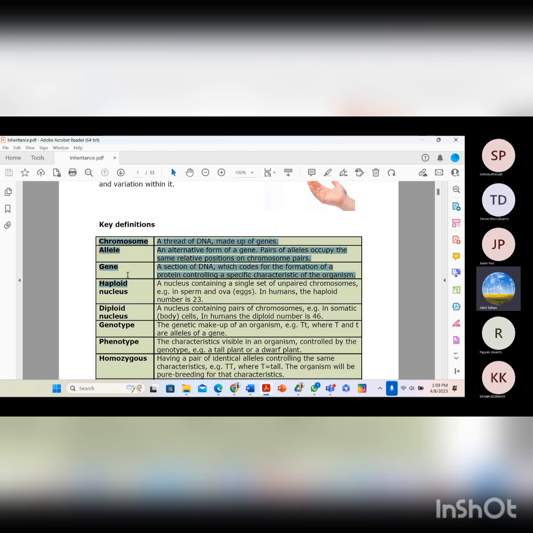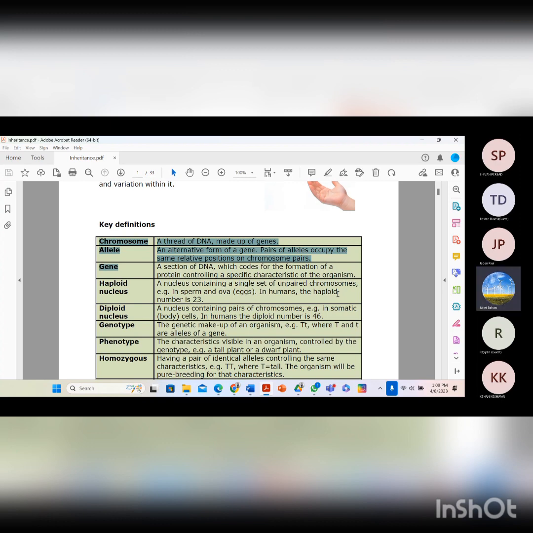Some of them are interlinked. For example, the first three. So we have chromosome, we have allele, and we have gene. Who can tell me which of the three is the smallest component, the tiniest unit? Which one is the smallest out of these three? Chromosomes. Okay, I'm hearing chromosome, I'm hearing allele, right?